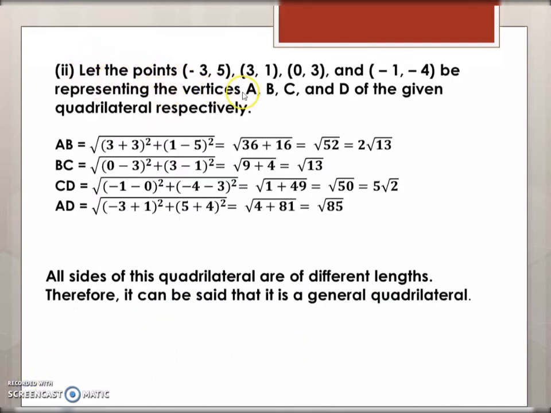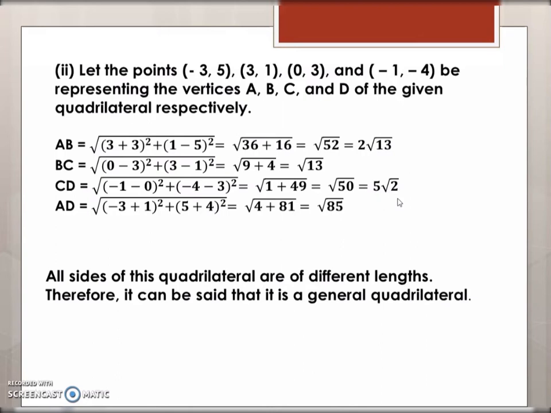So in the second part, the coordinates that are given are -3, 5, 3, 1, 0, 3 and -1, -4. So these are the set of coordinates given, and you will again here find out the length of all the sides. So when you find the length of all the sides using distance formula, here you will observe that all the sides are of different measurements. So it is not any specific kind of quadrilateral.